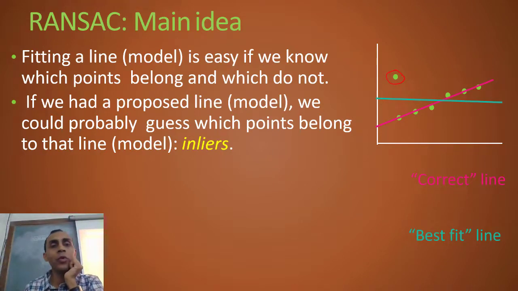But what we can do, let us say if we had a proposed line, if this was our proposed model, then from this line we can know that this is an outlier, this is not actually a point which is lying on the line, whereas all these points are inliers to that line, isn't it? Let us say we propose this as the best fit line. Then from this line we can know that the points which are within a certain distance from this line are all inliers to this line, and the points which are further away from that line are outliers.